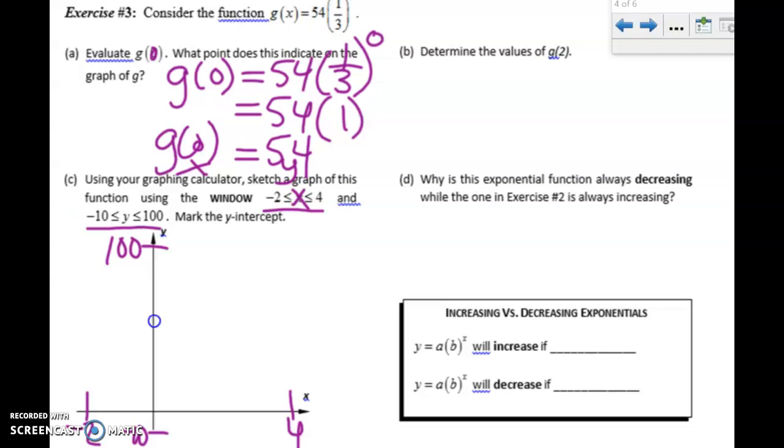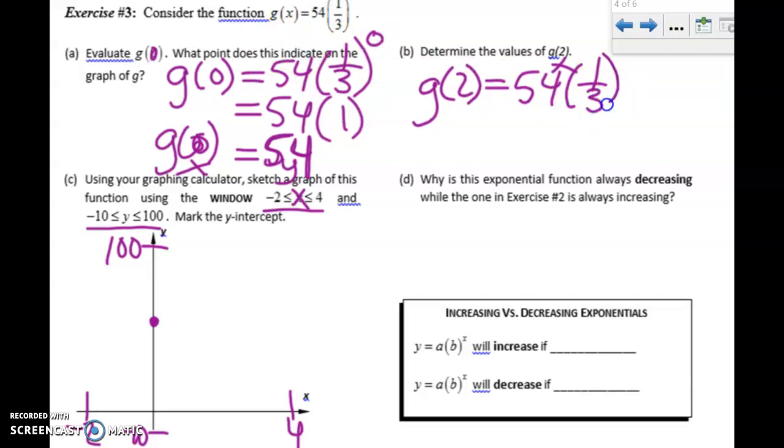It's up 54, which is about halfway. So there's our first point, the one we just found out. Let's do another one. Next time, x value is 2. Same function. This time, 2 in for x. 54 times 1/3, and we do that to the second power.